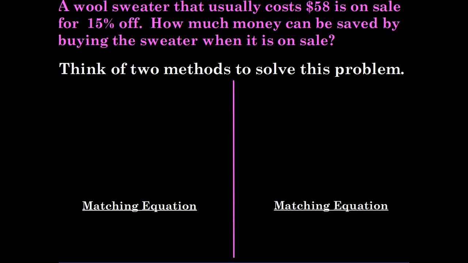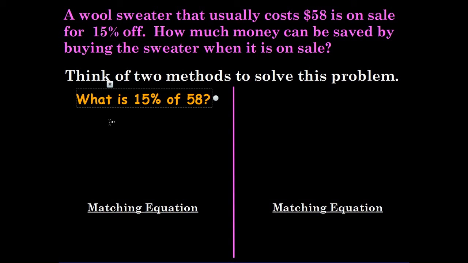Alright, a wool sweater that usually costs $58 is on sale for 15% off. How much money can be saved by buying the sweater when it is on sale? And I want you to pause this and really think of how to solve this problem. And can you think of 2 methods to solve this problem? Because there are two different ways which are actually the same way, just a little bit different way of approaching it.